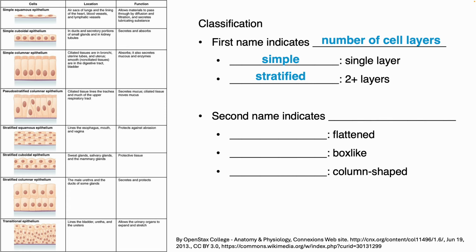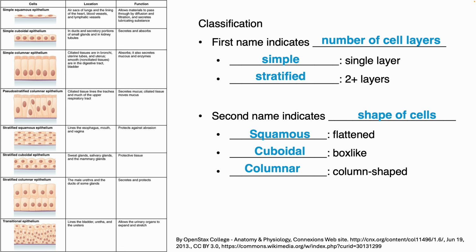The second name is going to describe the shape of the cells. So there are 3 basic shapes. The first is squamous. That is the flattened cell shape. Then you have cuboidal, which are going to be box-like. And then columnar, which are going to be more like columns. That is, their height generally is higher than their width.